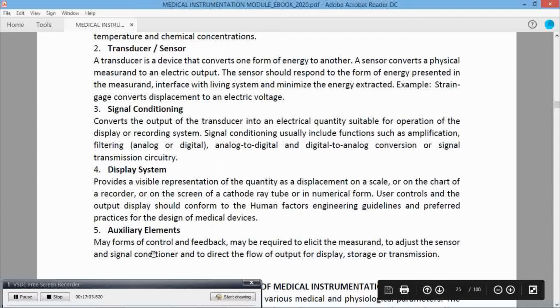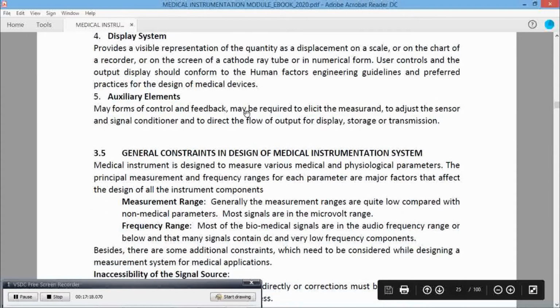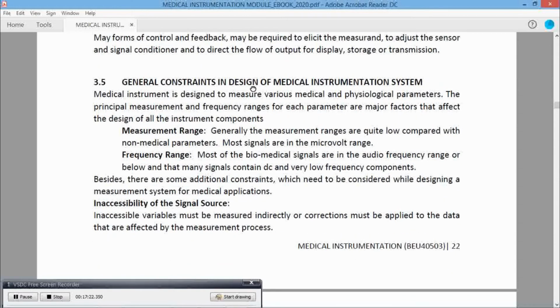Auxiliary elements, in the form of control and feedback, may be required to elicit the measurement, to adjust the sensor and signal conditioner, and to direct the flow of output for display, storage or transmission. This is another example of auxiliary elements, right?